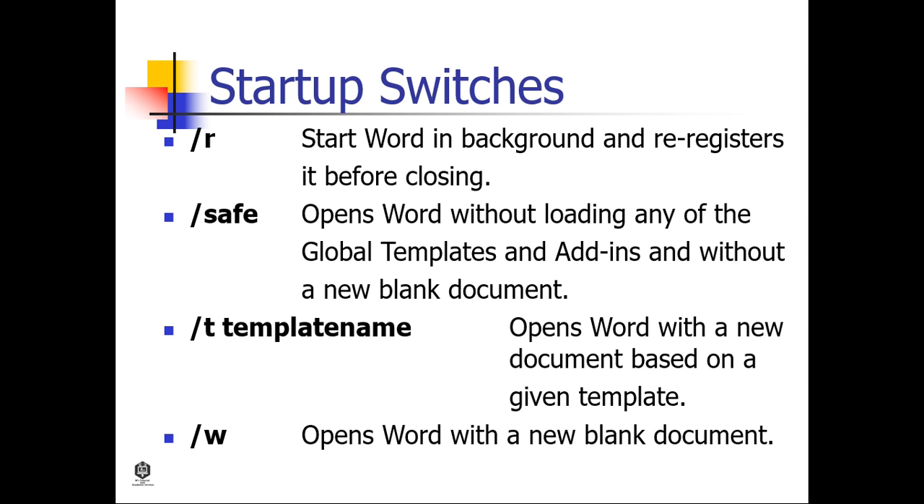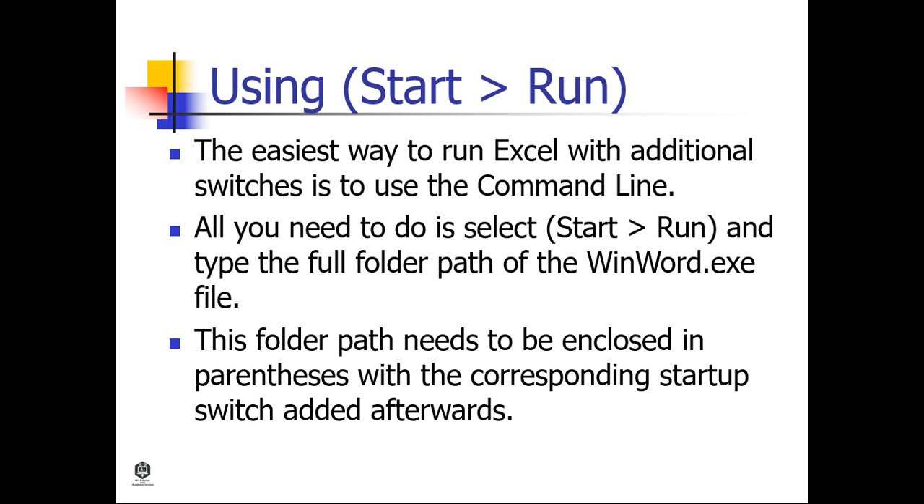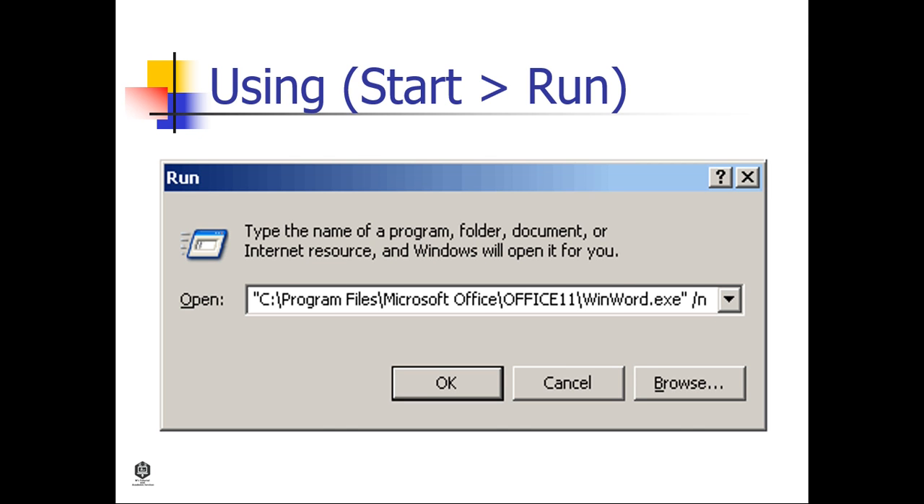/T template name opens Word with a new document based on a given template. /W opens Word with a new blank document. Using Start, then Run, the easiest way to run Word with additional switches is to use the command line. All you need to do is select Start, then Run, and type the full folder path of the winword.exe file. This folder path needs to be enclosed in quotation marks with the corresponding startup switch added afterwards. Here's an example of using Start, then Run.